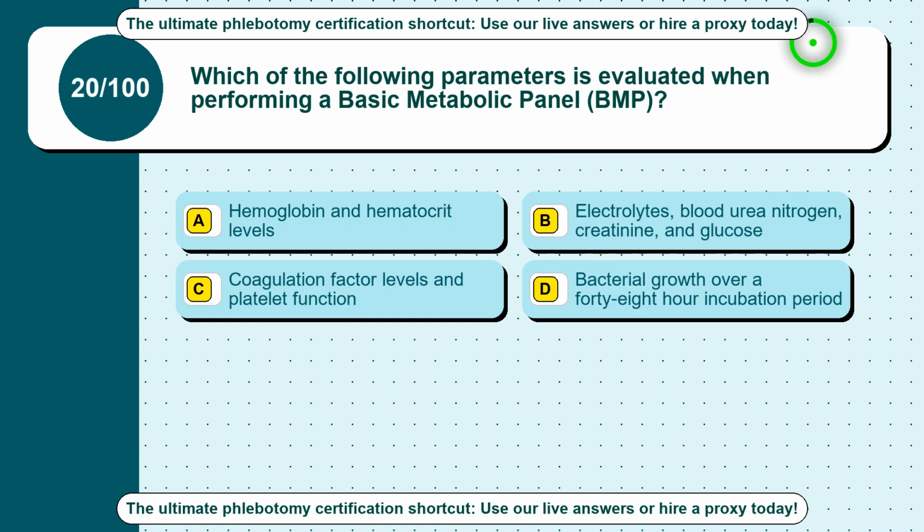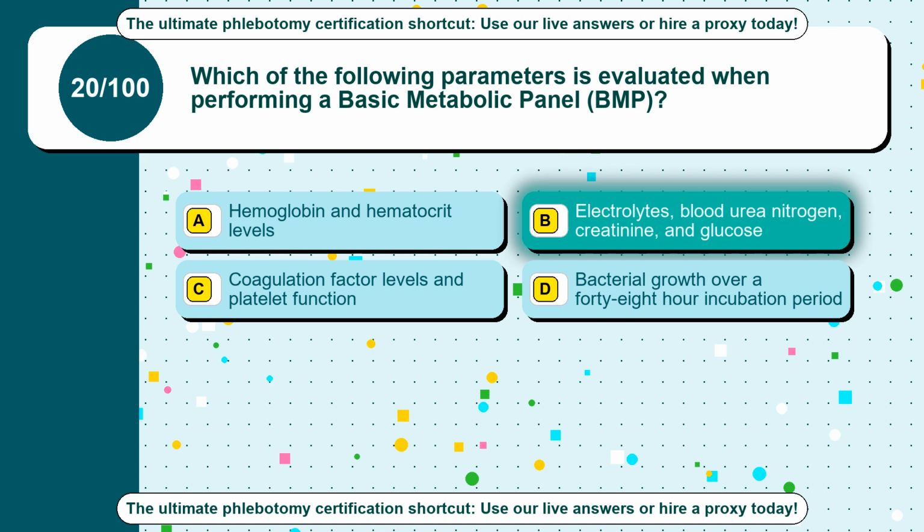Question 20. Which of the following parameters is evaluated when performing a basic metabolic panel, BMP? Option A, hemoglobin and hematocrit levels. Option B, the electrolytes, blood urea nitrogen, creatinine, and glucose. Option C, coagulation factor levels and platelet function. Option D, bacterial growth over a 48-hour incubation period.